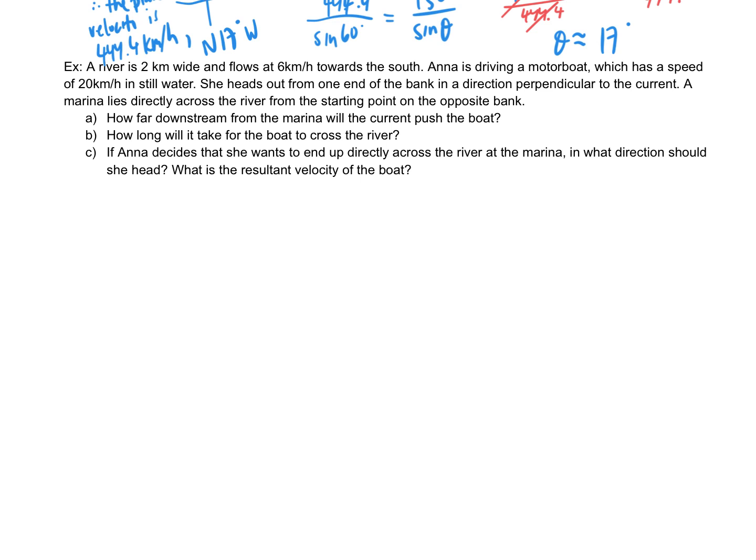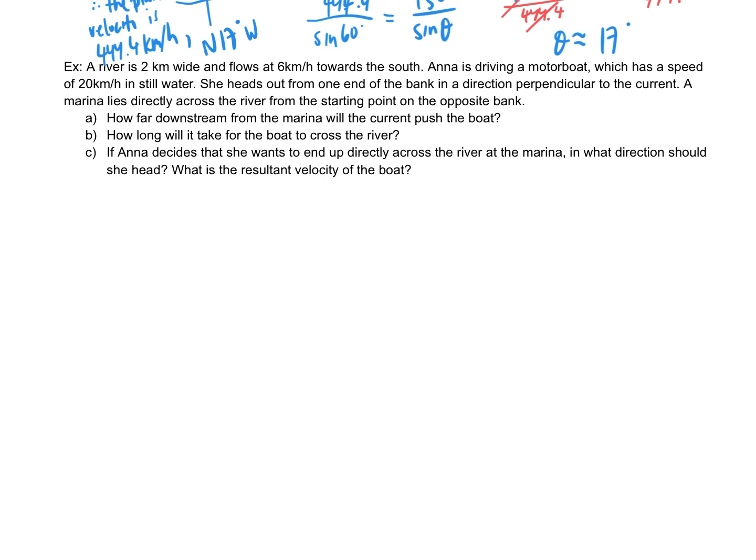All right, final example here. A river is 2 kilometers wide and flows at 6 kilometers per hour towards the south. Anna is driving a motorboat which has a speed of 20 kilometers per hour in still water. She heads out from one end of the bank in a direction perpendicular to the current. A marina lies directly across the river from the starting point on the opposite bank.